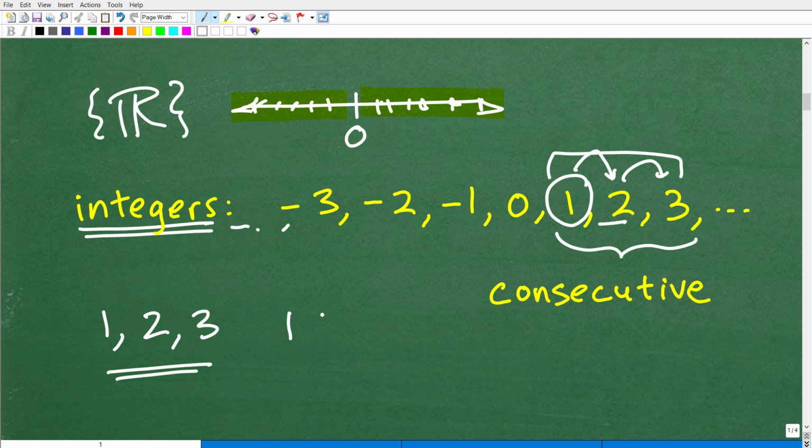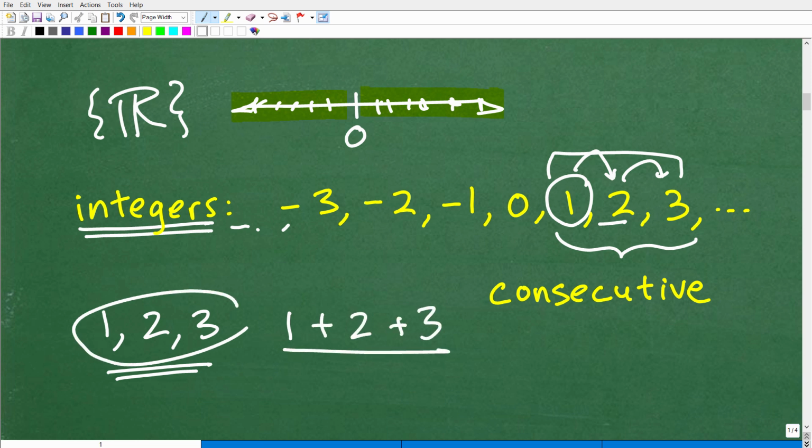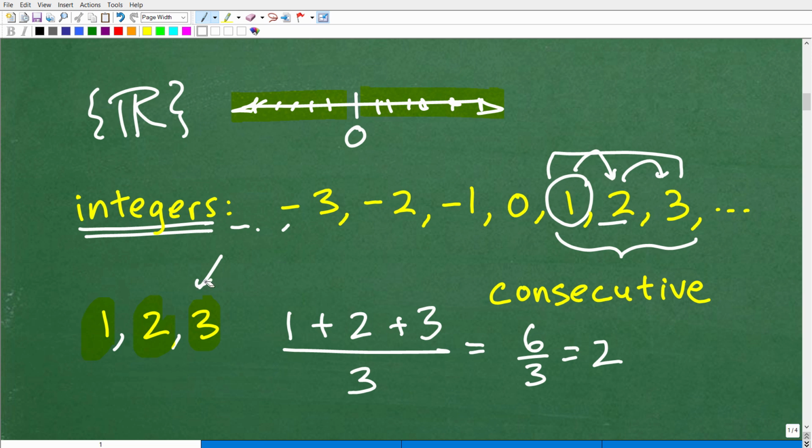What do I need to do to find the average? I have to add these up, 1 plus 2 plus 3. To find the average of 1, 2, and 3, I add up all these numbers and divide by how many numbers I have. I have 3 numbers, so I divide by 3. Of course, this would be what? 1 plus 2 is 3, 3 and 3 is 6, so 6 divided by 3 is 2. Now, 2 is the average of 1, 2, and 3.